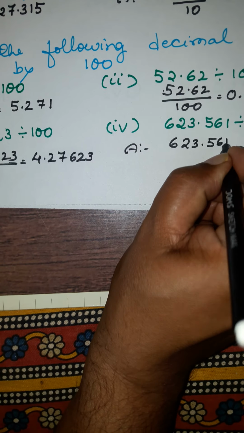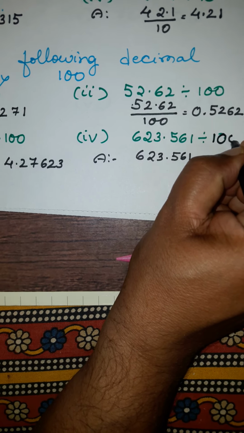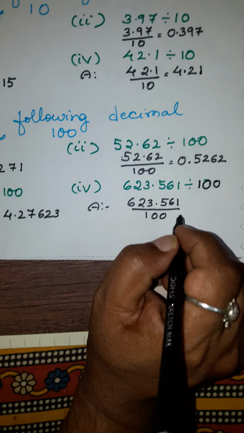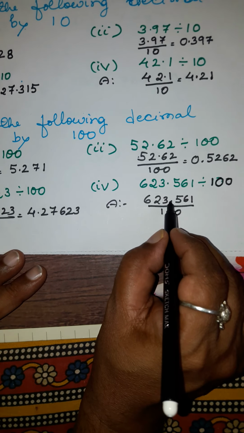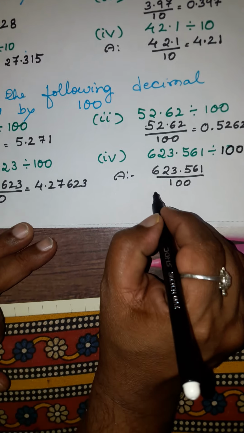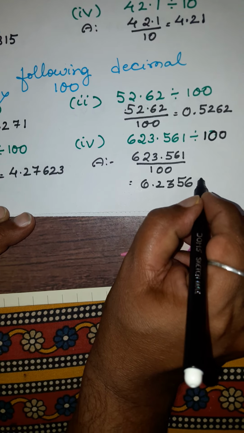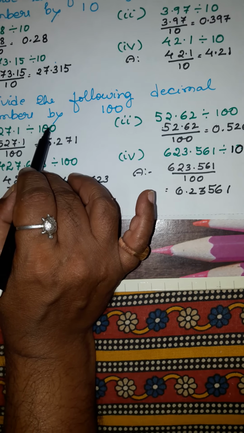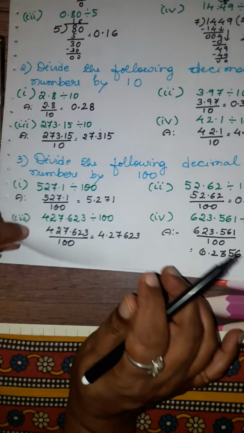Fourth problem, 623.561 divided by 100. So as you have done the third problem, you have to shift the decimal point to the left by 2 places, because after 1 there are 2 zeros. You get the answer 6.23561. So you have learnt how to divide the decimal numbers by 100. So let us move to the next type of division, where you are going to divide the decimal number by 1000.